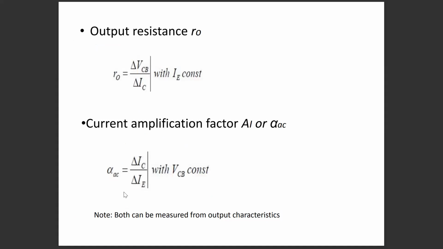From the output characteristics, we measure the output resistance R0. That is the ratio of the output voltage to the output current with a constant input current. Then current amplification factor alpha is the ratio of the output current to the input current with output voltage constant. So both can be measured from common base configuration output characteristics.